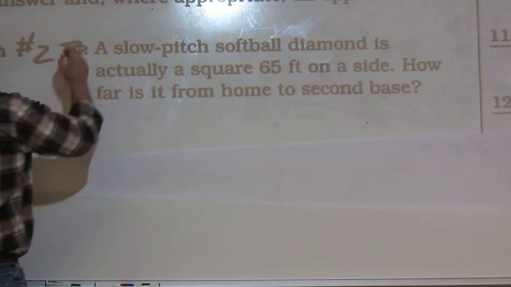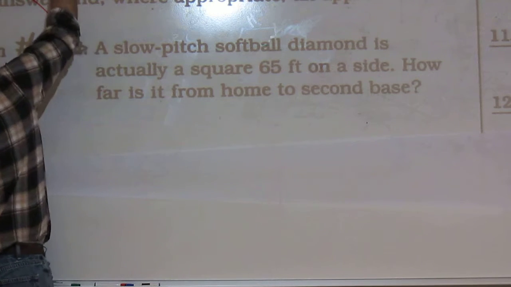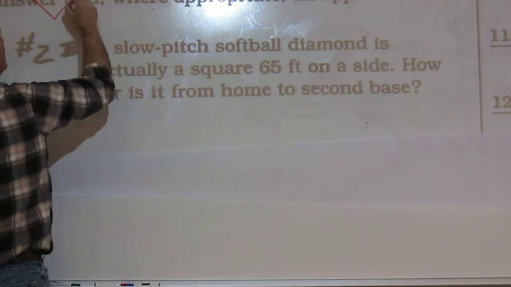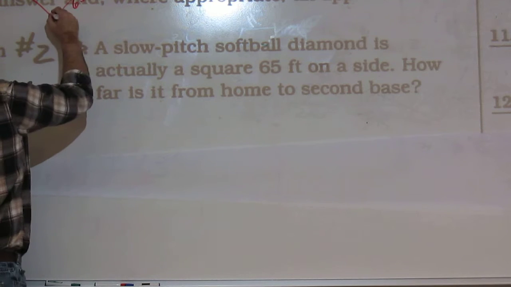Okay, so when we call it a diamond, what we're really dealing with there is a square that's turned on the side. Where each side is 65 feet, definition of a square. All angles are equal, all sides are equal. They're all 90-degree corners.